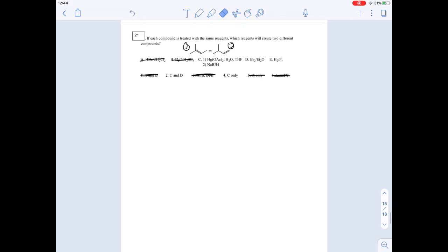Okay. Now D, Br2 over ethoxide is the exact same thing as what we were doing before with the H2O. So you're going to have the ring formed.